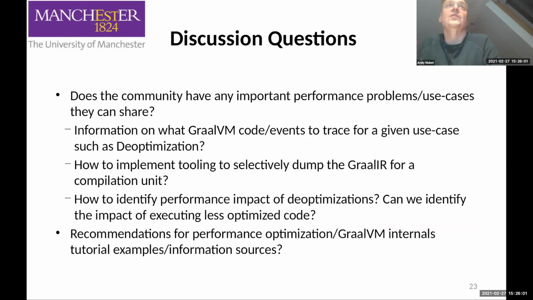I've got some questions to throw out for discussion. Does the community have any important performance problems or use cases they can share? For example, information on what GraalVM code or events to trace for a given use case. How might one implement tooling to selectively dump the Graal IR for a compilation unit? And how to identify the performance impact of de-optimizations. Can we identify the impact of executing less optimized code? And I'm particularly interested in recommendations for performance optimization, information on GraalVM internals, tutorial examples, and information sources.